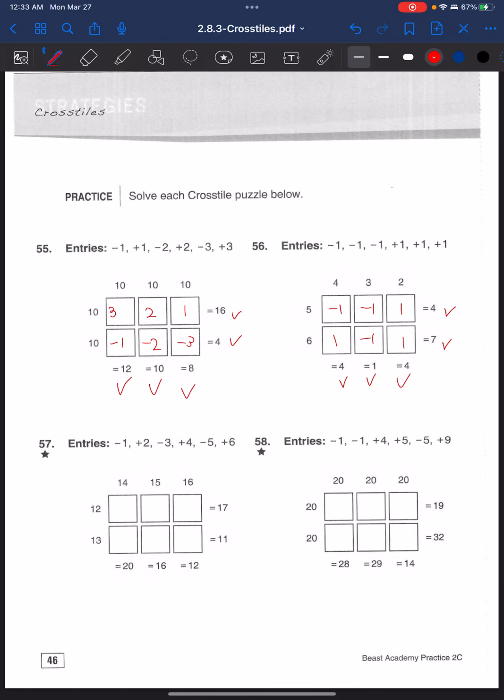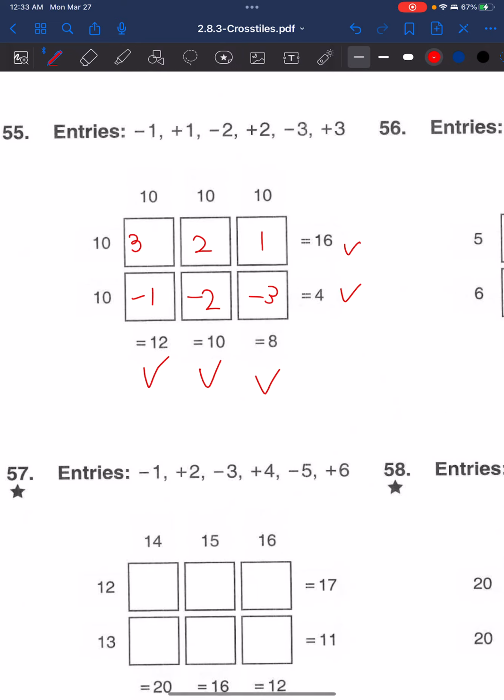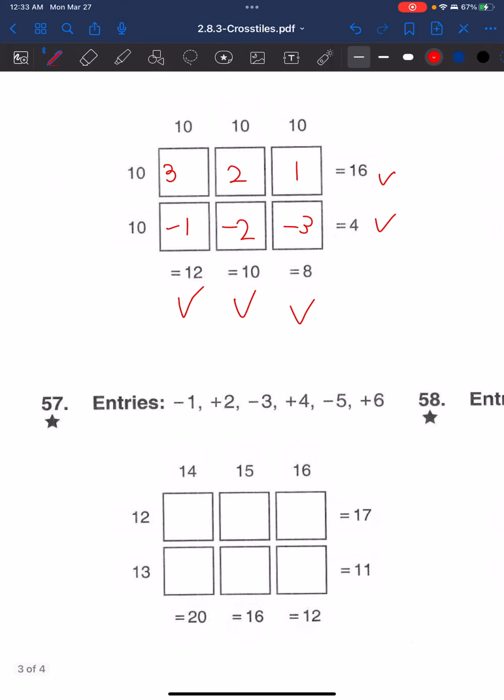Now let's take a look at question number 57. The entries, or the possible numbers we have, are negative 1, 2, negative 3, 4, negative 5, and 6. And so we're going to first look at the left column, and to get from 14 to 20, we need to add 6. And the only possible combination is 2 and 4.